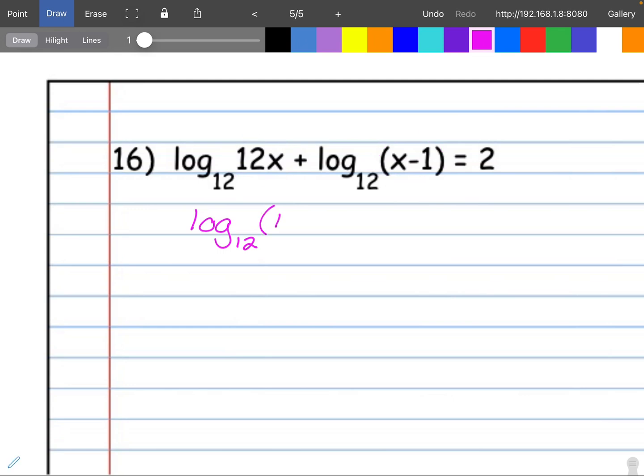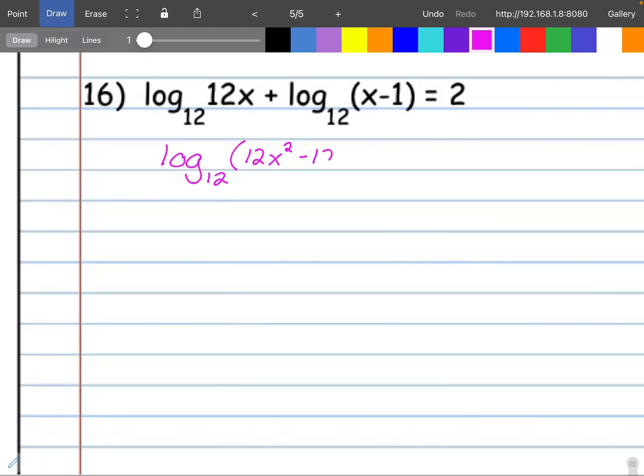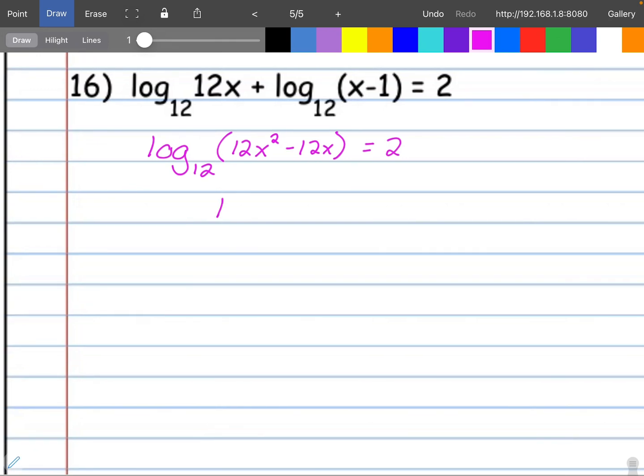If I multiply those together, then 12x times x is 12x squared. And then 12x times -1 is -12x. So there's my combined log, and that is supposed to equal 2. Now I only have one single log in the entire problem. And remember we said if you have one log in the entire problem, we're going to change it to exponent form. So we keep our base as 12, but that 12 is going to be raised to the second power, and it's going to equal the 12x squared minus 12x that we were taking the log of in the step above.